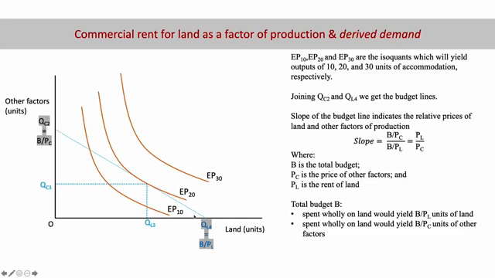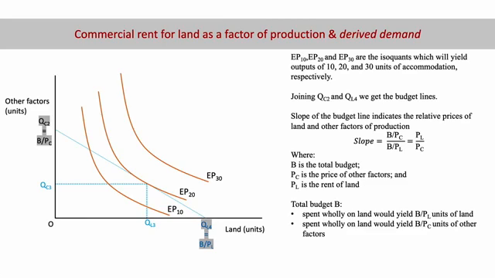Within this blue line, there are combinations possible, but optimal utilization of budget would be when we are on the blue line. So optimal utilization of budget will be on the blue line, and optimal production we are assuming is EP2. Therefore, the optimal quantities at which the other factors and land should be used is determined by the point where the budget line is tangential to the isoquant line of EP2.